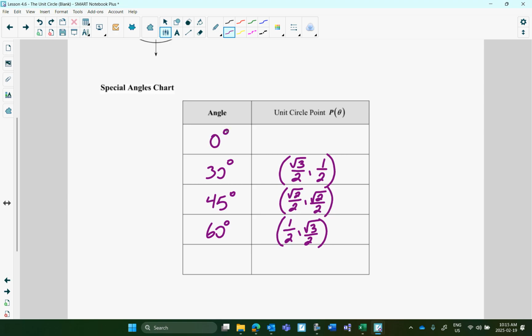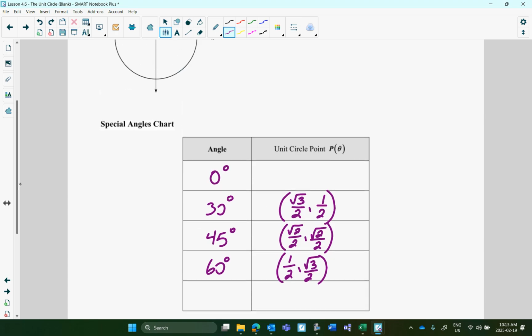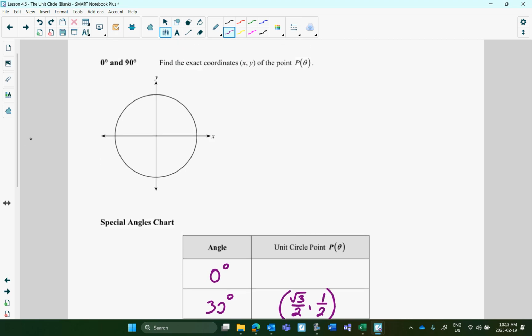How about 0 degrees? Well, this is kind of weird because if you draw a 0 degree angle, basically each arm is on top of each other, right? What's the point there? The point has 2 values. 1, 0. Because remember, the hypotenuse, that length is 1. So this must be 1, 0.